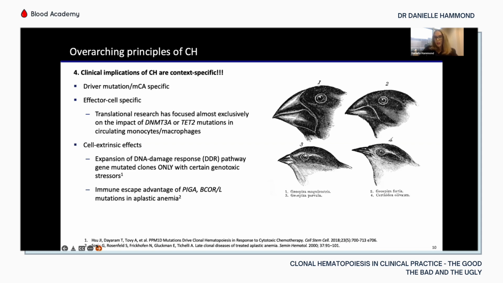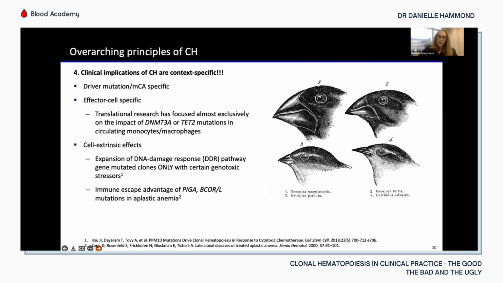And so this is why I have this photo on the right-hand side of the Darwinian finches and their various beaks, with the underlying concept being that these finches were all allowed to occupy one ecosystem because their beaks allowed them to specialize very differently for food sources. And so any given external selective pressure is going to have a different impact on the various forms of clonal hematopoiesis and vice versa.